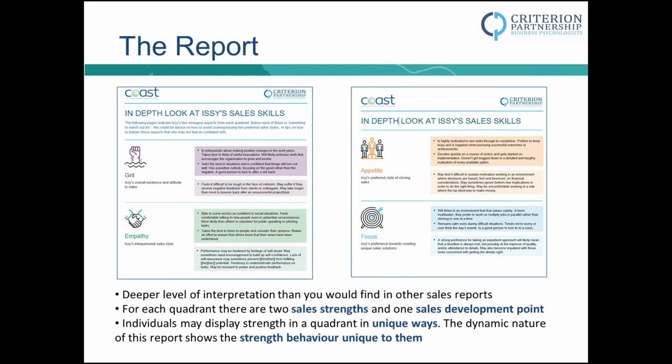So the second part of the report, the second section, is really where it differs from the other ones that you see on the market. Here you can see that for each quadrant there is a deeper level of interpretation and insight into their strengths and development points in sales. So this taps into the unique and dynamic aspects of personality, and what we didn't want to do with this report is just give you information that says, okay, this person is a grit person or this person is a focused person. We wanted to give you a deeper insight, and we know that there are different ways an individual may bring strength to each quadrant depending on their style, and this is where you find that out.